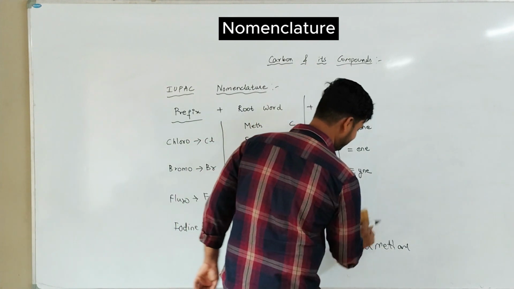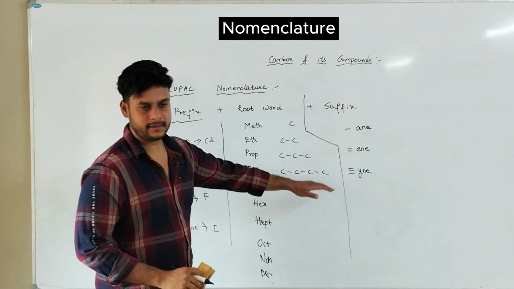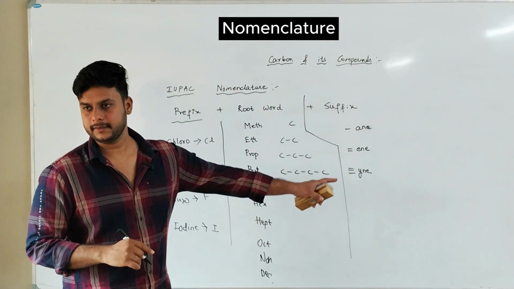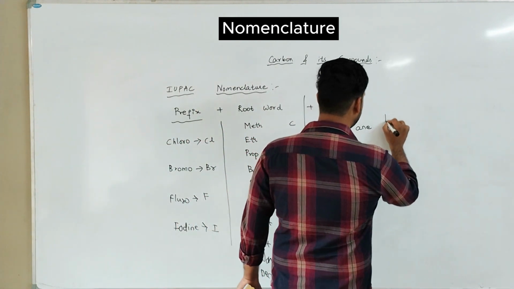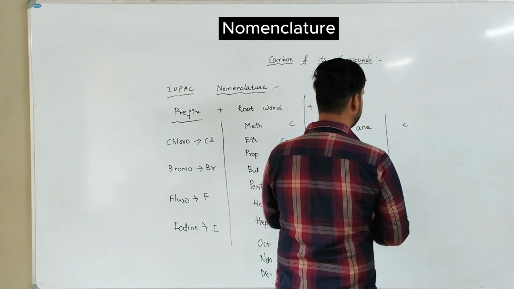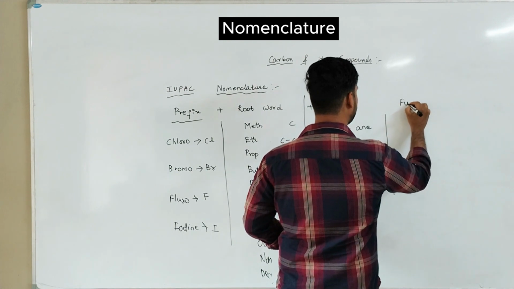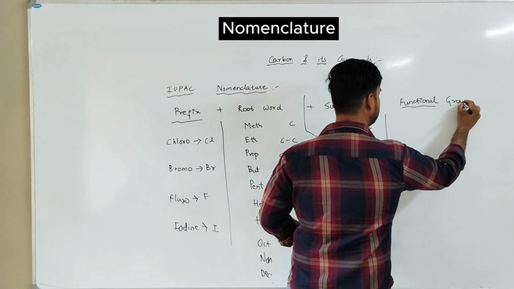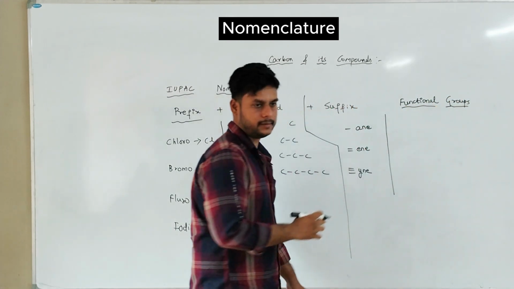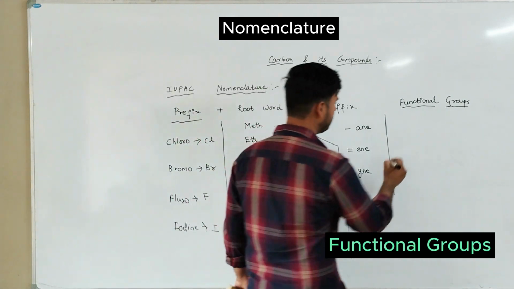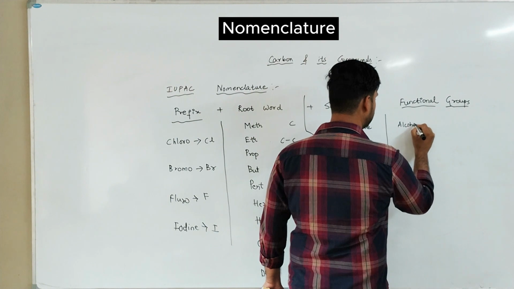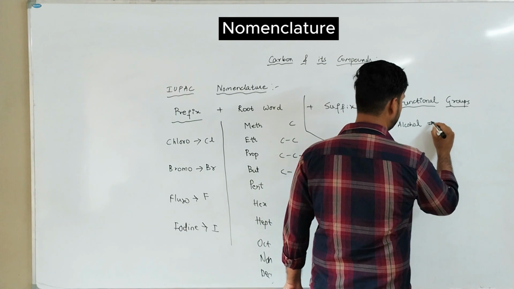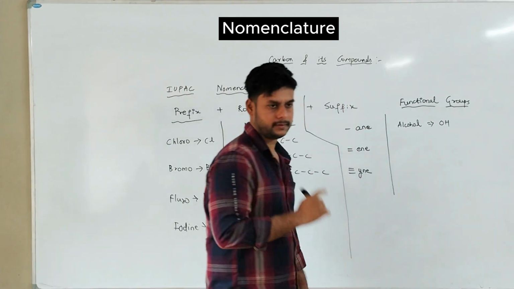Okay. Next. So this is a suffix, ane, ene and yne. Next suffix is very, very important. Next suffix: C double bond. It is called functional groups. Okay. This is the most important part. These are called functional groups. First functional group is alcohol. And alcohol is represented as what? OL. Alcohol is represented as OL.